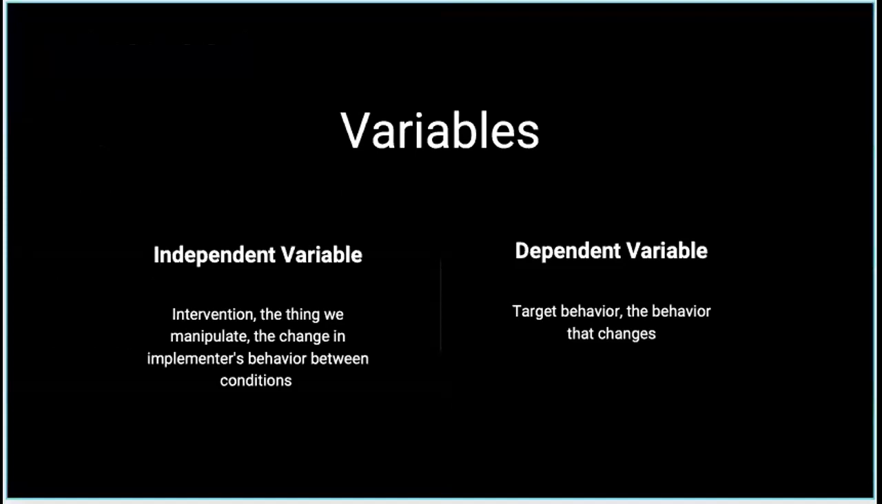Before we get started, it will be important that you understand what we're talking about in terms of basic research terms. So the independent variable can be thought of as the intervention, the thing that we manipulate, the behaviors that we engage in, that we hope to change the behaviors of children or adults. The dependent variable can be thought of as the target behavior or the outcome. So I'll use those terms assuming that you know what they mean.